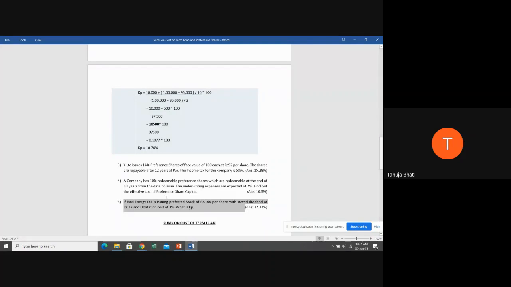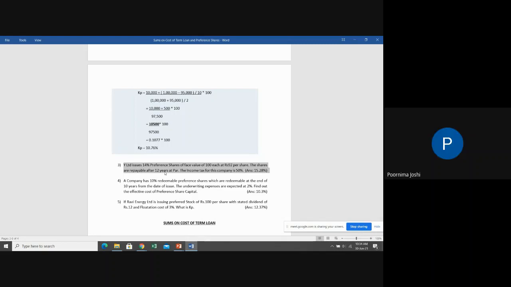Third question. Ma'am, how is the third question irredeemable? Understand, the third question is redeemable, because they're telling it is repayable after 12 years. When the sentence repayable after 12 years is given, it means it is redeemable preference shares.